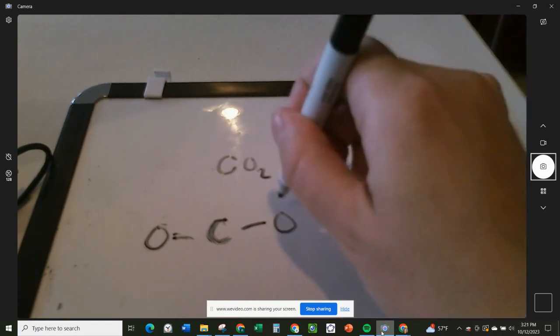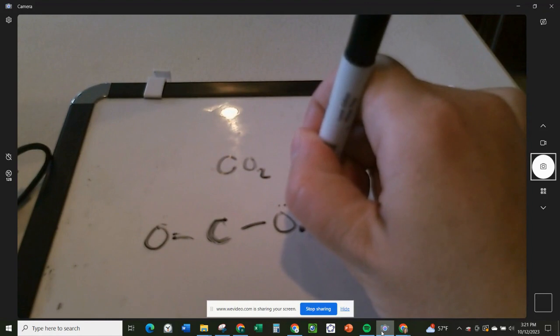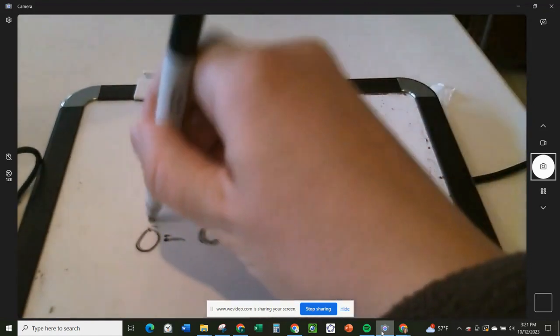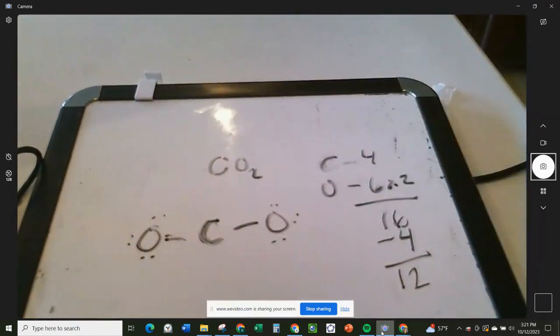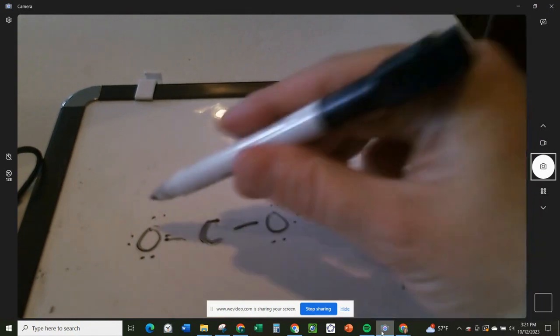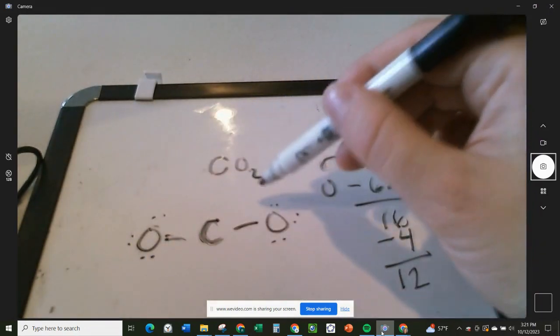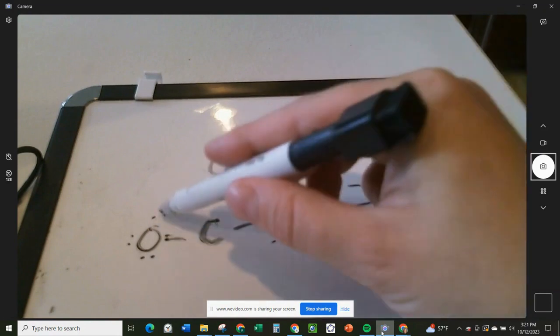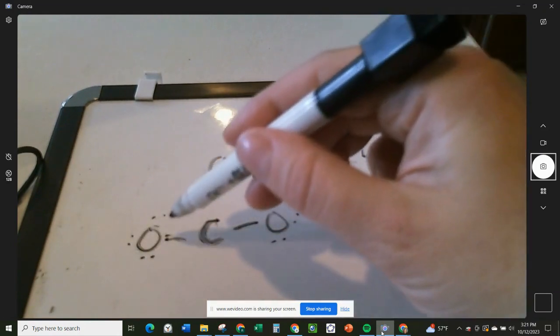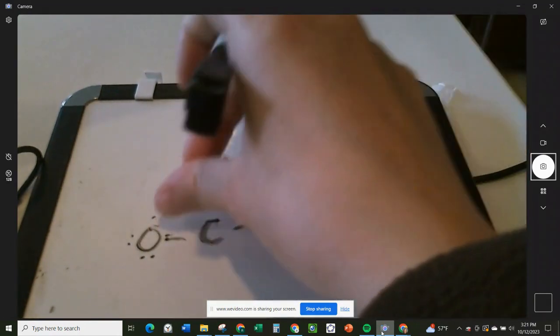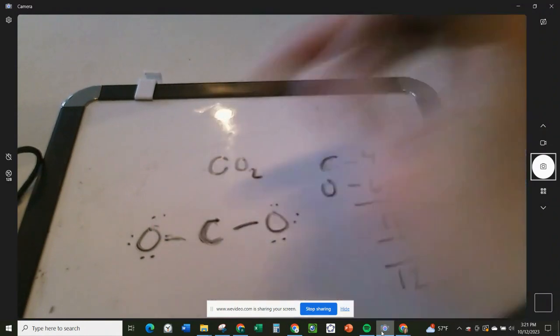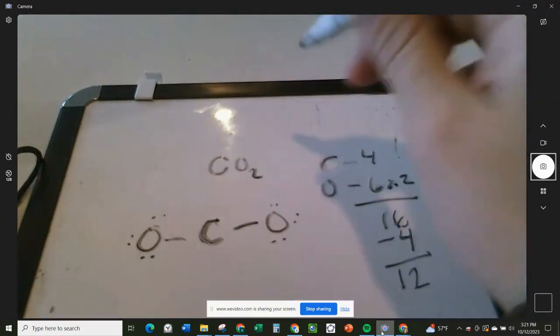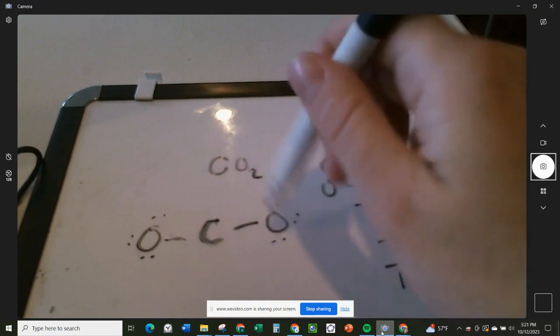So I'm going to start by putting them around the outer atoms, 2, 4, 6 in pairs. 2, 4, 6. So now these outer oxygen atoms have 8 valence electrons. Carbon has 2, 4 in these bonds. This is just a bond. Okay, then the next thing that we're going to do is carbon only has 4, so we're going to make these oxygens share.